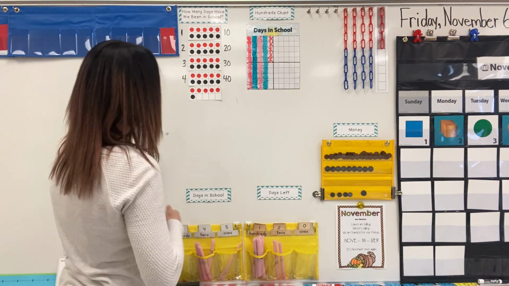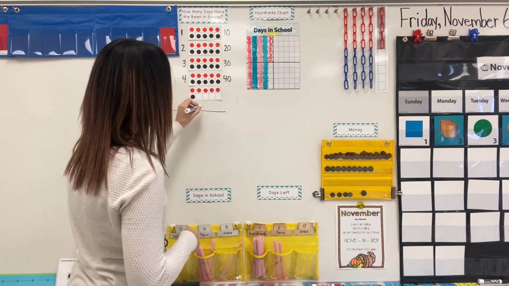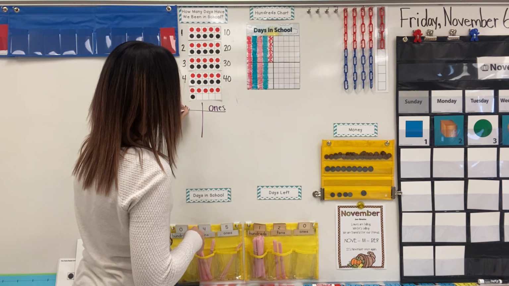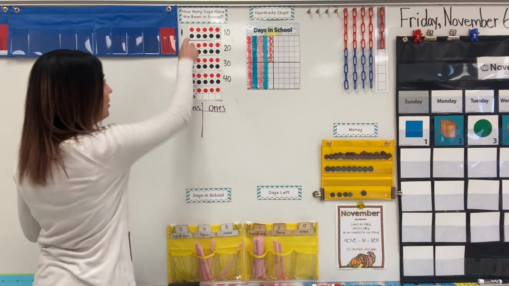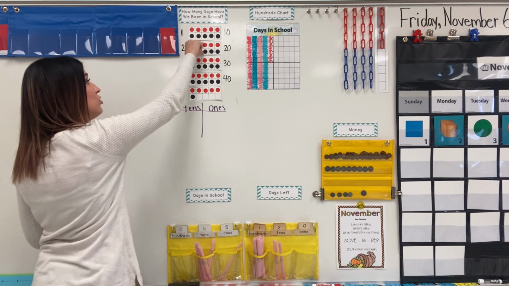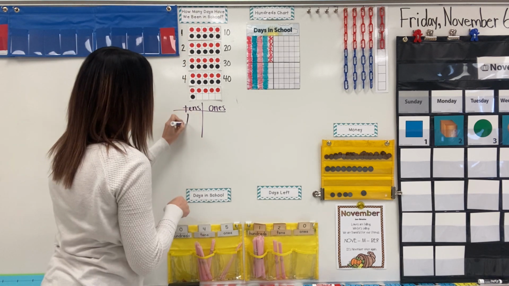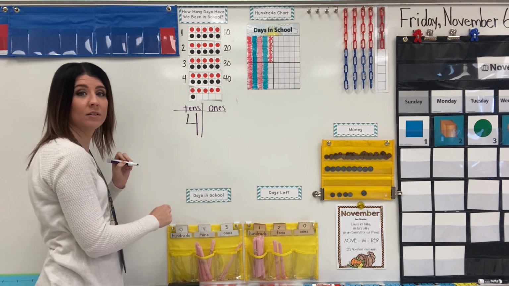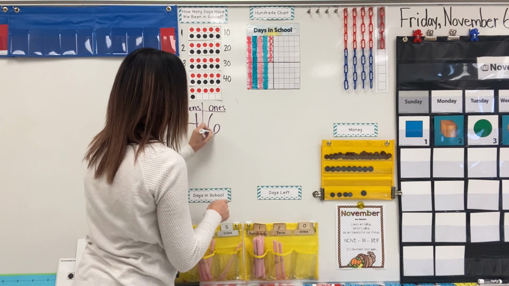So we have our houses, 1s, 10s. How many 10s did you say that we had? 4 groups of 10. 1, 2, 3, 4. So in our 10s house, we have a 4. Then how many extra 1s do we have? 6. So in our 1s house, we have 6.